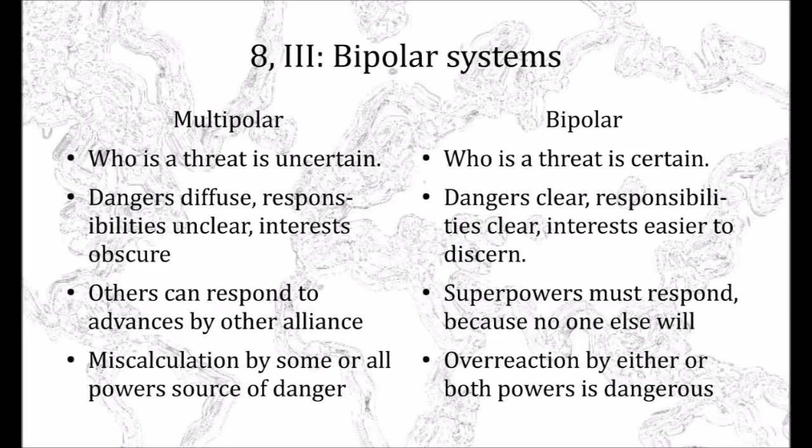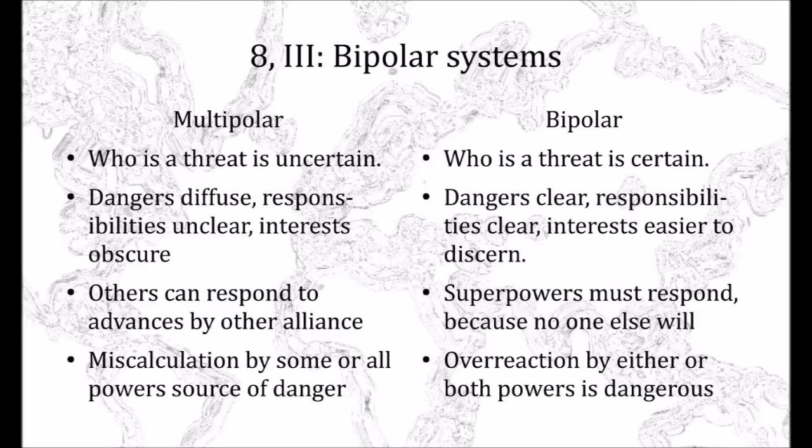So let's compare and contrast. In a multipolar system, who is a threat is uncertain, because one of your alliance partners could then turn on you and become a threat. Or they could switch alliances. In a bipolar system, it's completely clear. The two opposing poles, that's where the threat comes from. The others are militarily insignificant. In the multipolar system, dangers are diffuse, they're spread out, responsibilities are unclear, and interests are obscure.